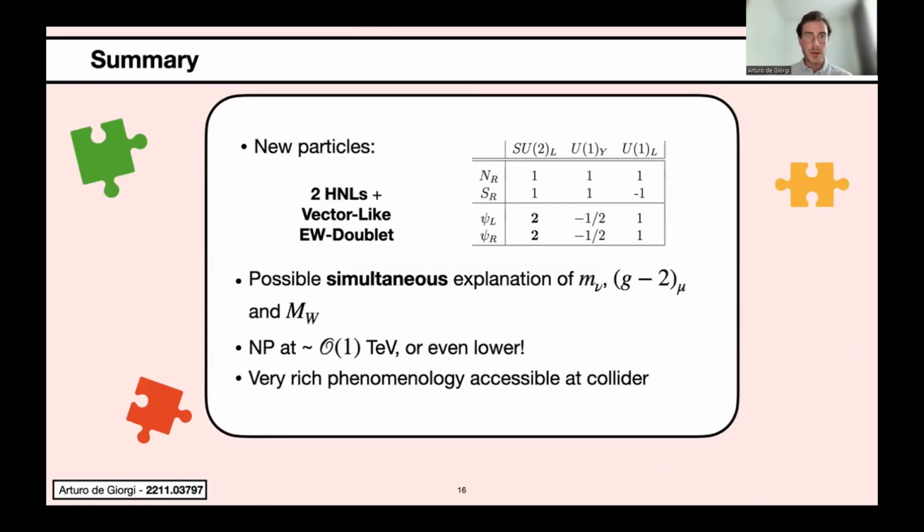I hope I was not too quick, but I should be on time. So in this model, we introduced basically two heavy neutral leptons and a vector-like electroweak doublet, which allow for a possible simultaneous explanation of the mass of the neutrino, the mass of the W, and uniquely the G-2 of the muon, with physics of order 1 TeV or even lower, which of course allows for a very rich phenomenology interplay accessible at colliders. And who knows, something more.